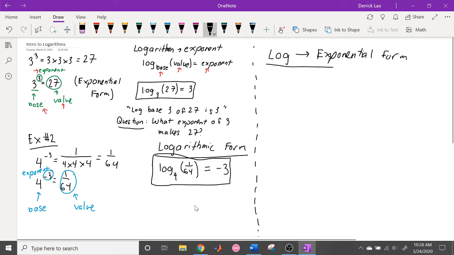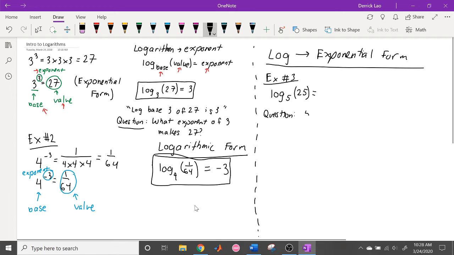Okay. So let's do example number 3. So again, we put log of some base of 5 of a value of 25. Now, before I even answer this question, we think about the question again.